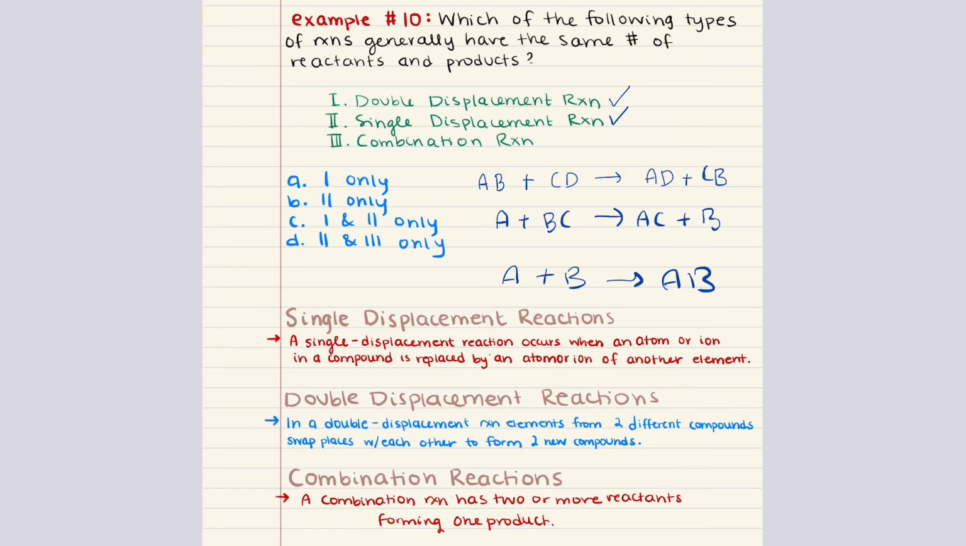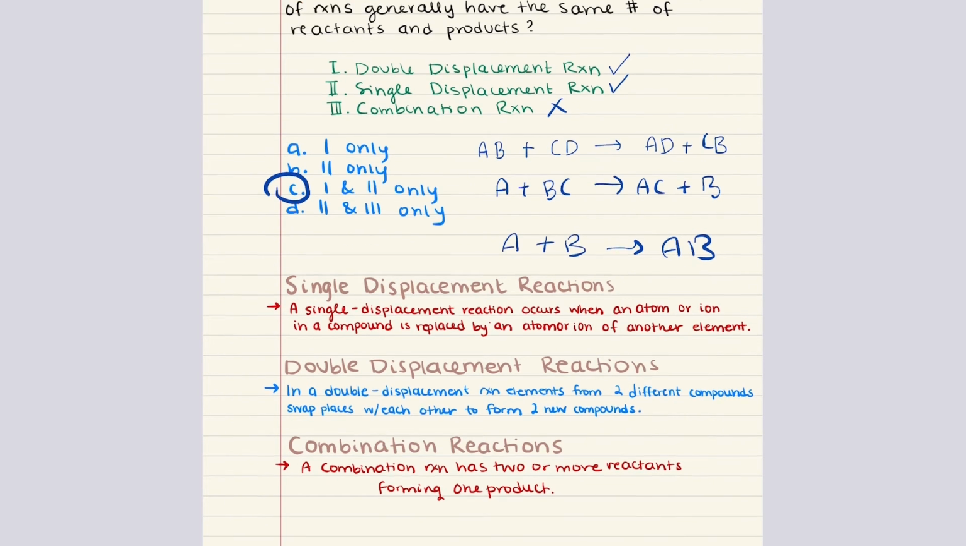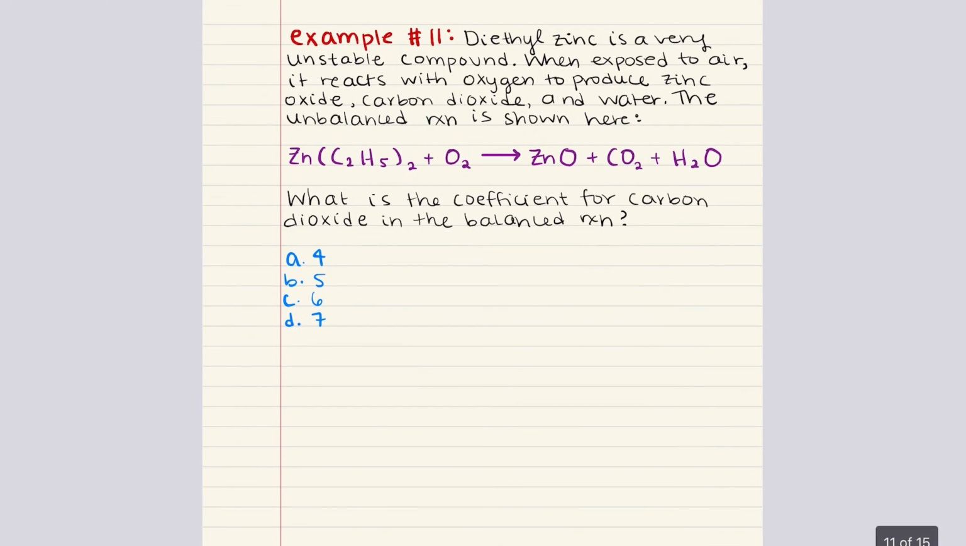This reaction typically involves 2 or more reactants combining to form one product. The number of reactants usually does not equal the number of products here. So this doesn't fall under our list of reactions that generally have the same number of reactants and products. That means only statements 1 and 2 are true, and that makes the correct answer for problem 10 to be C. Fantastic. Let's move on to problem 11.